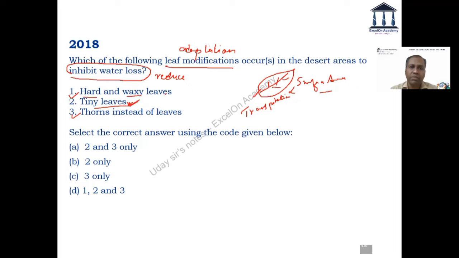Hard and waxy leaves. Do you remember in the class we discussed a term called cuticle? How many of you remember this? We discussed this term called cuticle, a thick waxy outer layer. So what does this cuticle do? The cuticle makes sure that there is no evapotranspiration. There is no transpiration basically. So in this case, looks like to me that all the 3 statements are correct.